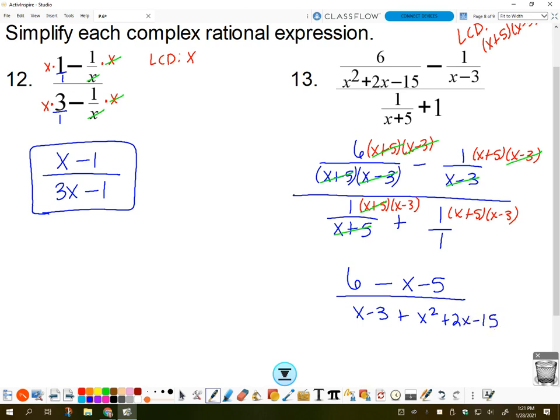All right, so all I have left is to combine some like terms. And then you are finished.